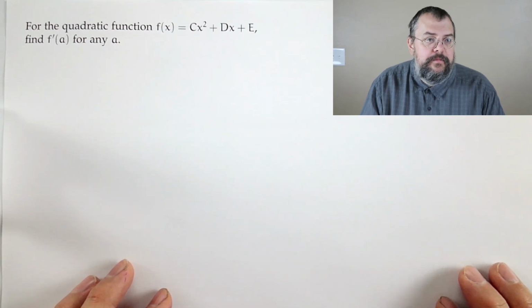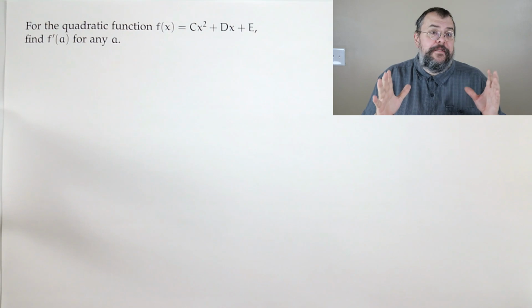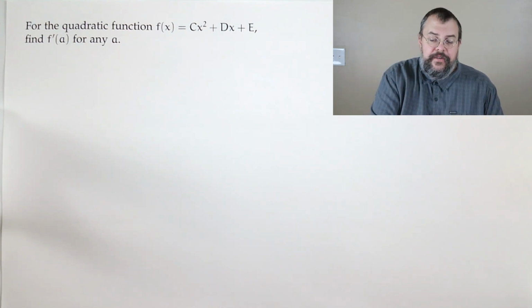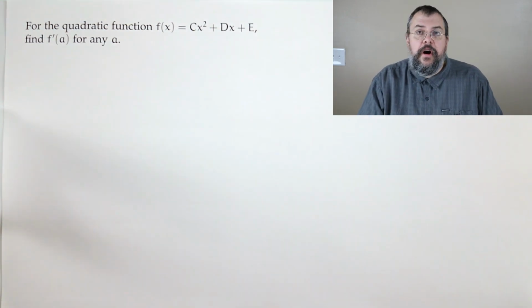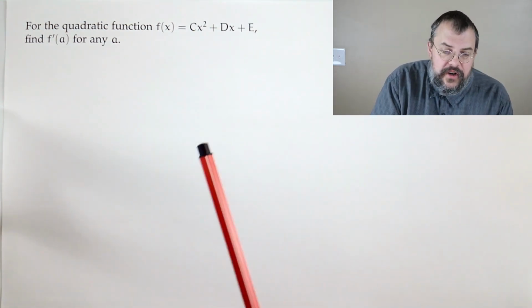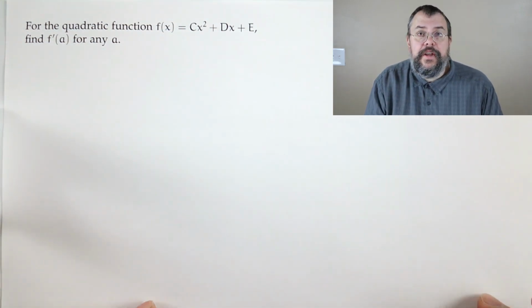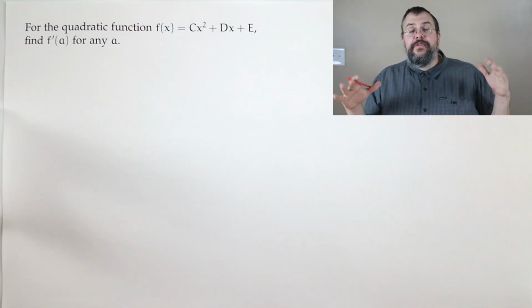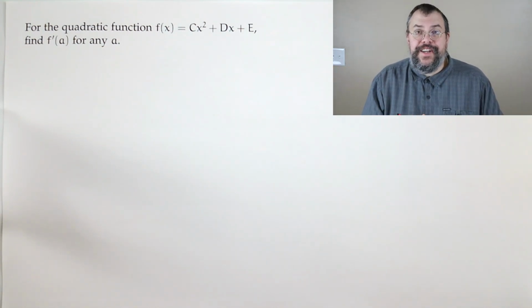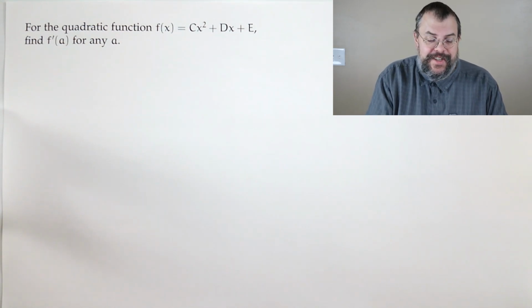Here we go. Next problem. So let's just do a nice general statement. Suppose I have the quadratic function, where c, d, and e are constants. And I'm not going to specify them. They're just some arbitrary constants. So it's cx squared plus dx plus e. And now I want to find the derivative at a for any a. So essentially I'm after the slopes of tangent lines for parabolas. So this is going to be good for some of our more fun problems that we're going to practice on.